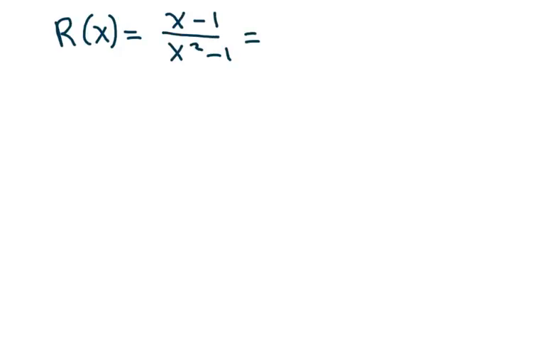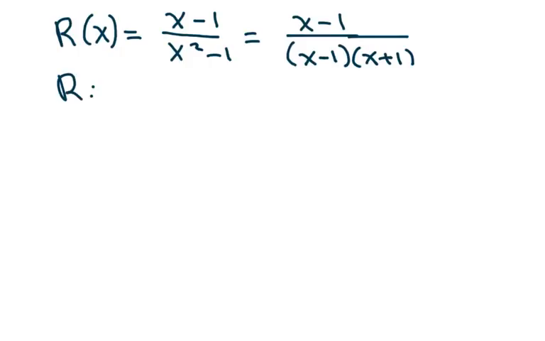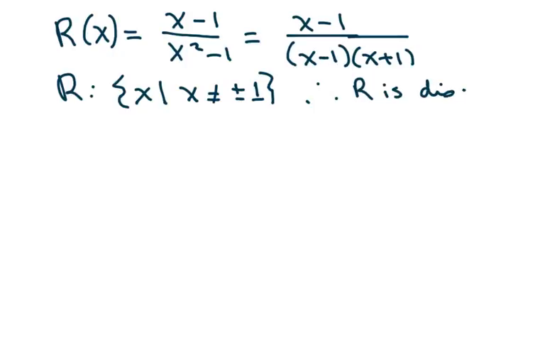So the first problem is r of x, that means rational, x minus 1 over x squared minus 1. I'm going to go ahead and factor this so we can see more clearly where r is undefined. So the domain of r is x, all real numbers, but x cannot be plus or minus 1, because if you plug in either one of these numbers, you get 0 in the denominator. So that means, therefore, r is discontinuous. I'm going to write it this way, at x equals plus or minus 1.